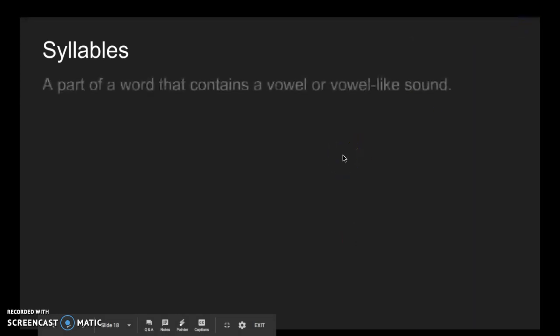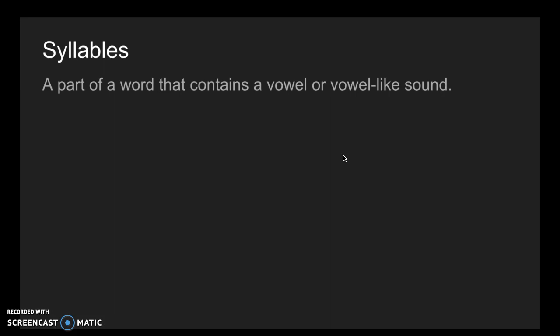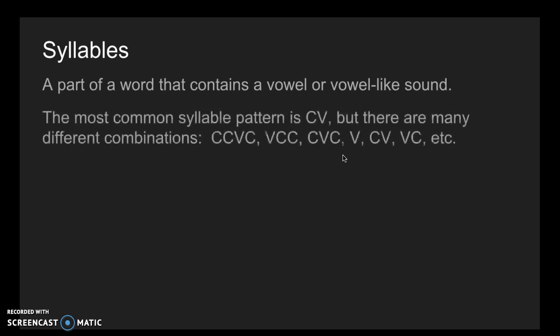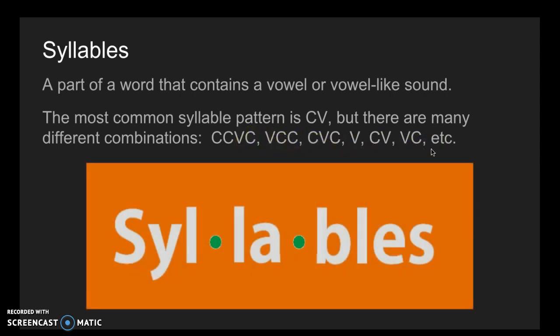One of our last topics here, syllables. Most of you are familiar with this term already, I believe. So a syllable is just a part of a word that contains a vowel or a vowel-like sound. And most common syllables are of this pattern, consonant, vowel. So C stands for consonant, V for vowel. But there are lots of other combinations. You can have a long syllable with 4 different letters in it. You can start with the vowel, 2 consonants, all different kinds of syllable patterns.